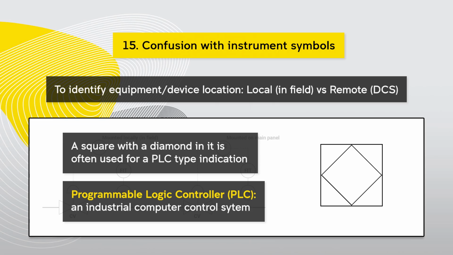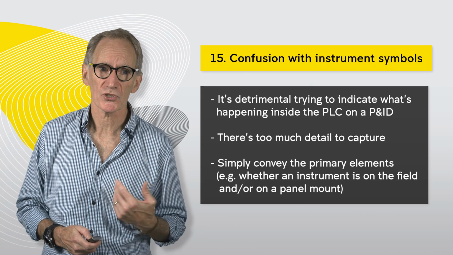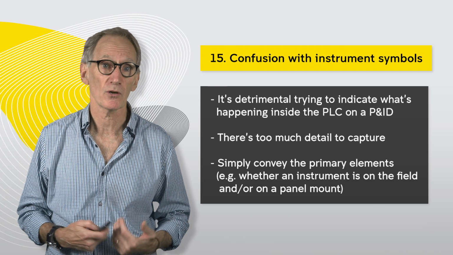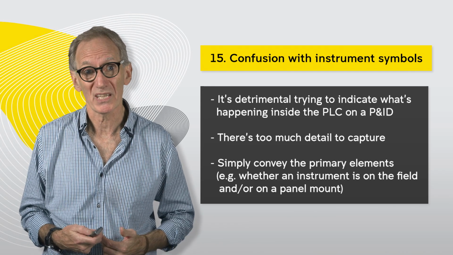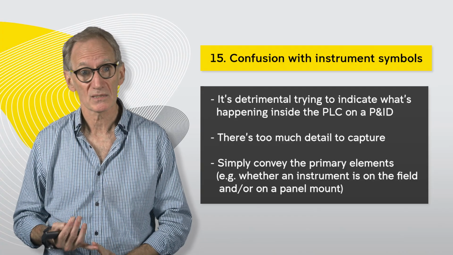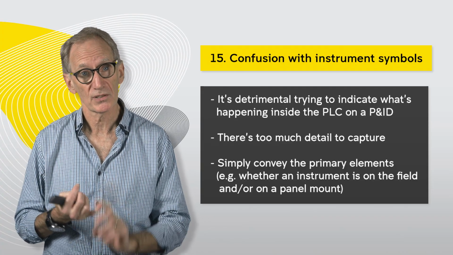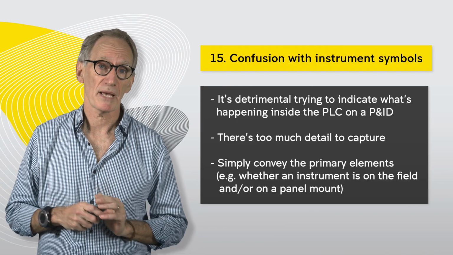Generally, there's a lot of stuff that's going on in a PLC, and it's detrimental to put too much of that detail trying to indicate what's happening inside the PLC on a P&ID. There's just so much happening, you'll never capture it. So it's not worth the effort. So to me, the simple thing is make sure you put the primary element, the thing that's in the field, that's got a circle, and then you show that there is an instrument that's on a panel mount.